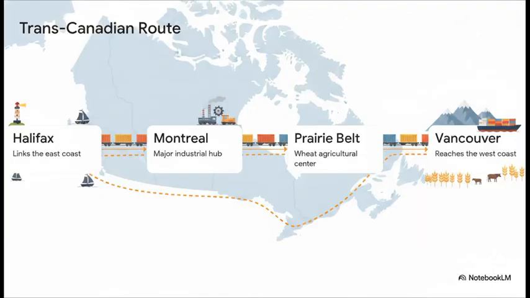Similarly, across the Atlantic, we have the 7,050-kilometer Trans-Canadian route. This was constructed back in 1886, originally just to politically unite the western province of British Columbia with the rest of the nation. But it quickly morphed into an economic juggernaut. It links the east coast of Halifax, runs through the bustling industrial hub of Montreal, slices straight through the prairie wheat belt, and finally reaches Vancouver on the west coast. Today it acts as the absolute lifeblood for transporting Canadian wheat and meat.